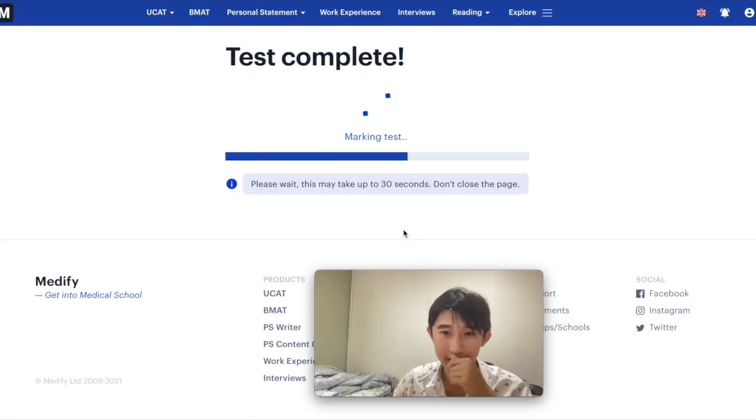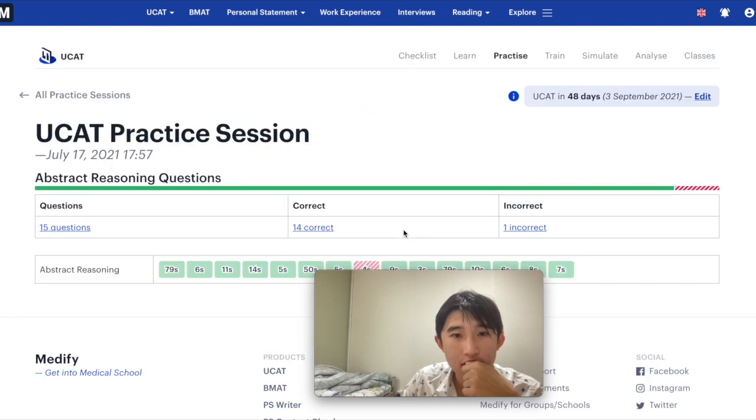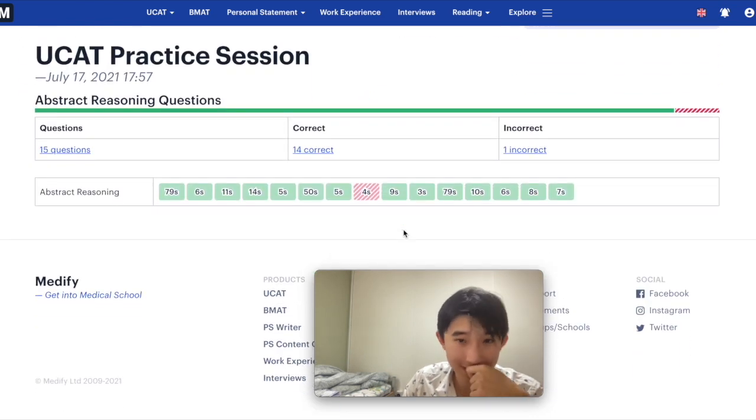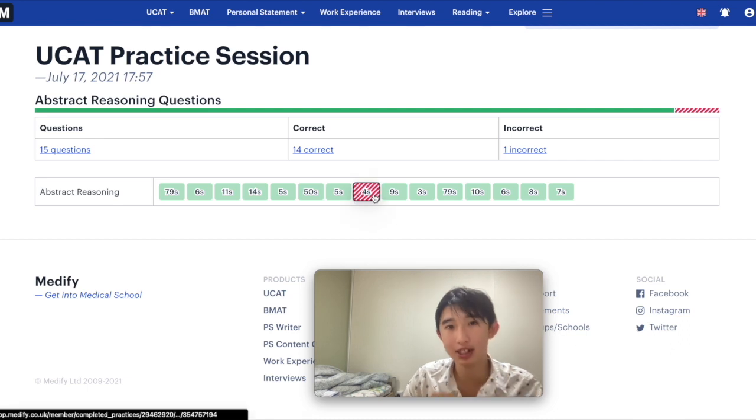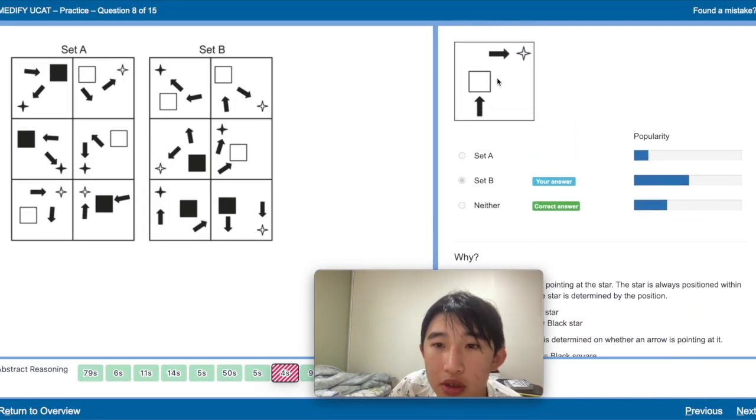Let's see if we can get a decent mark. And that is a solid 14. 14 correct and one wrong here. That would be neither for some reason.